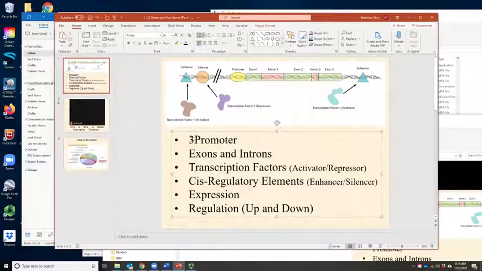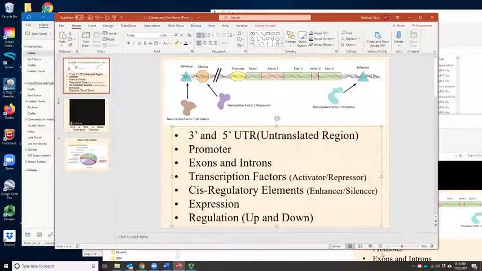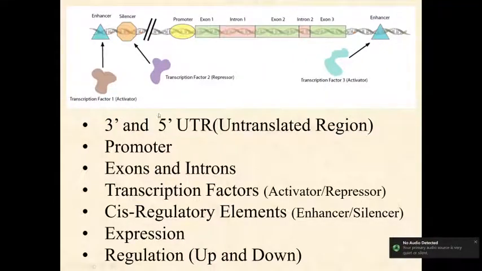So a 3' and 5' UTR, or untranslated region. Now, sorry, let me finish this up. The 3' and the 5' refer, of course, to the side of the gene. So transcription can only happen in one direction. And so it's from the 3' to 5' direction.